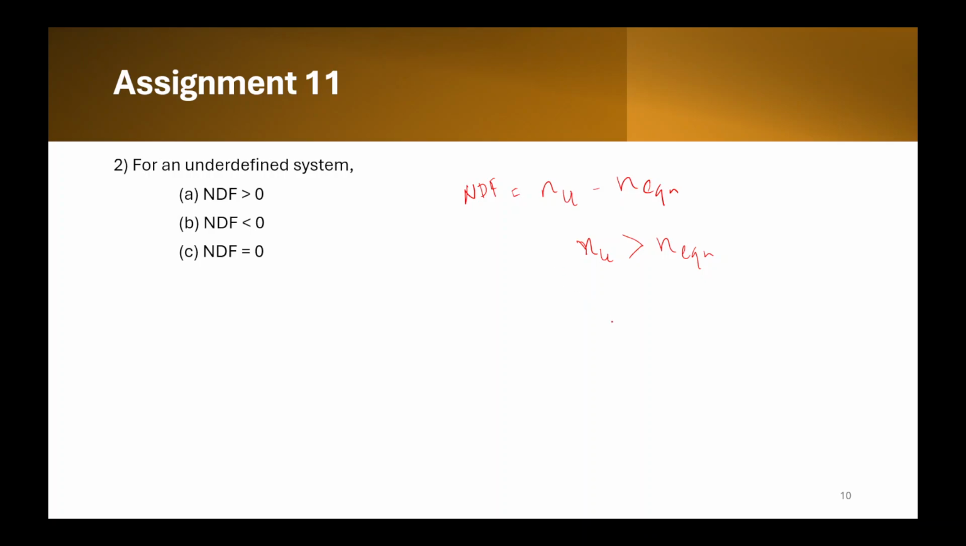And in that case, because the number of unknowns is greater than the number of equations, NDF will not be equal to 0, and NDF will be greater than 0. So A part is the correct answer here.